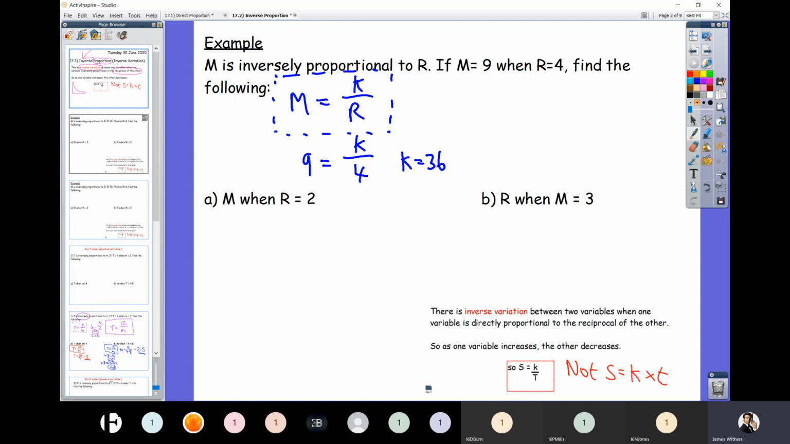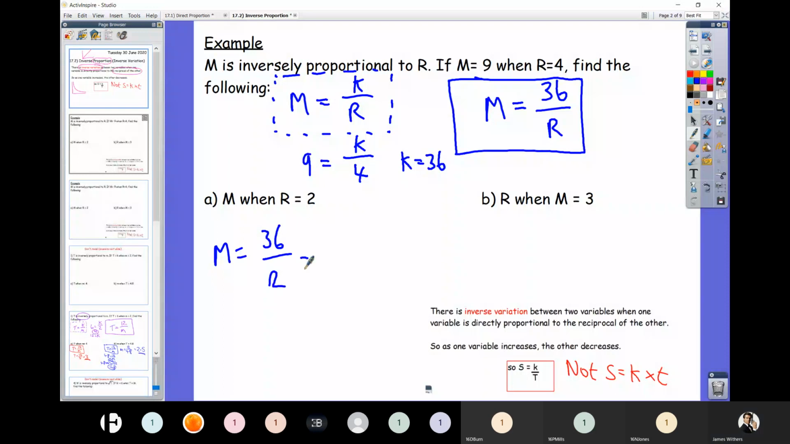So our new improved formula is m equals, well, we've worked out the unknown constant k to be 36, so it's 36 over r. That is our new improved formula. And then they're asking us to use it. Work out m when r is 2. So m equals 36 over 2, which is 18. And sometimes it might be the other way around. Work out r when m is 3. So 36 divided by what gives you 3? r must equal 12.